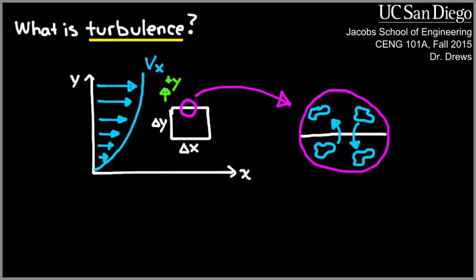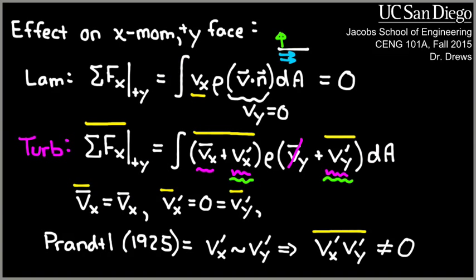Remember, the bulk flow is generally going from left to right here, so you can imagine if I kick up in the y direction in this way, I tend to go a little bit to the right as well because the bulk flow is moving me to the right. So that actually creates a correspondence between Vx prime and Vy prime, which is what Prandtl assumed. So as a result, we get the following.